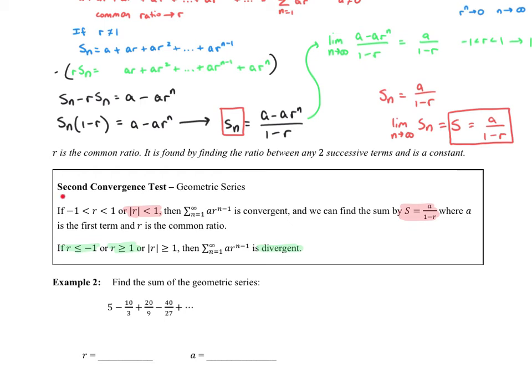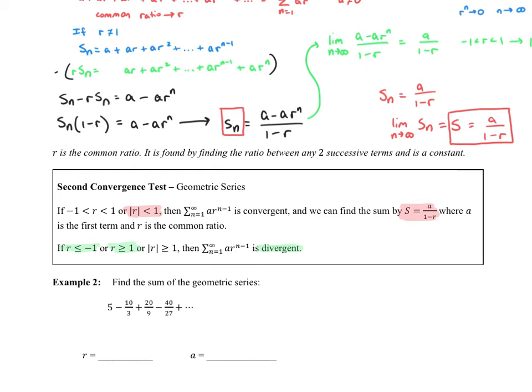We call this the second convergence test. Now, you're going to have 10 convergence tests across the sections that we're going to study, not just this section. This one is the second one. The first one I'll talk about in the next video. But this is the second convergence test, the geometric series convergence test.